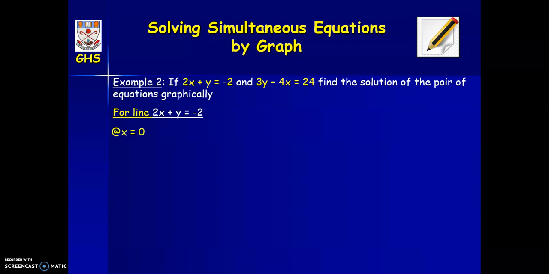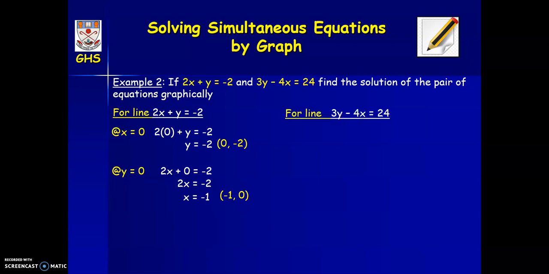We work out what the coordinate is when x equals 0. So subbing in 0, we get 2 times 0 plus y equals -2, and that just simplifies to y equals -2. So we have that coordinate point, 0, -2. When y equals 0, the equation becomes 2x plus 0 equals -2, simplified to 2x equals -2, so therefore x equals -1, and we have the point -1, 0.